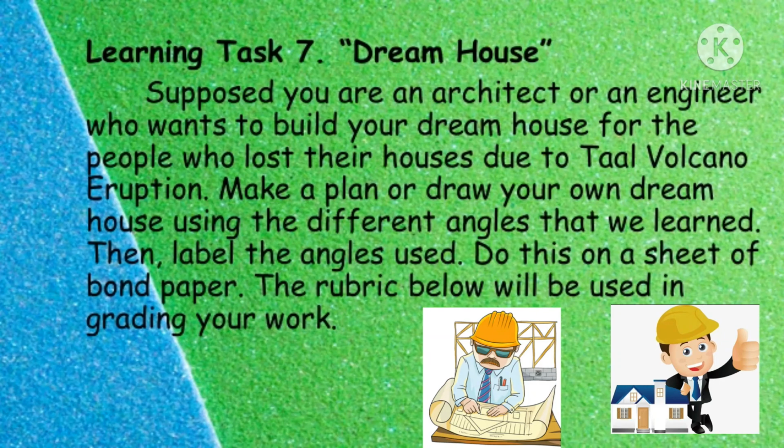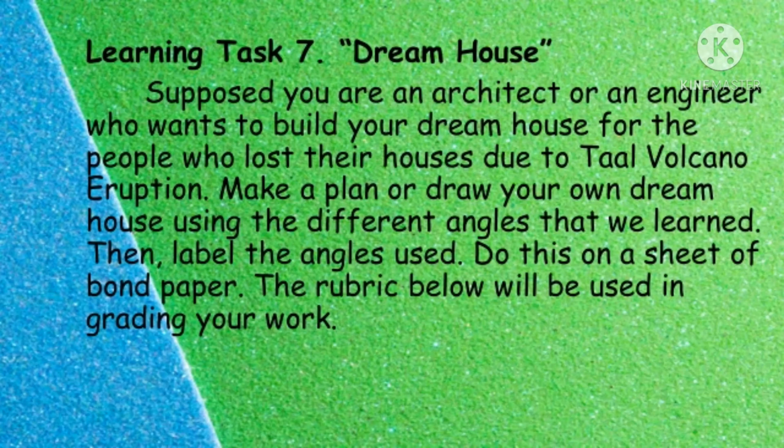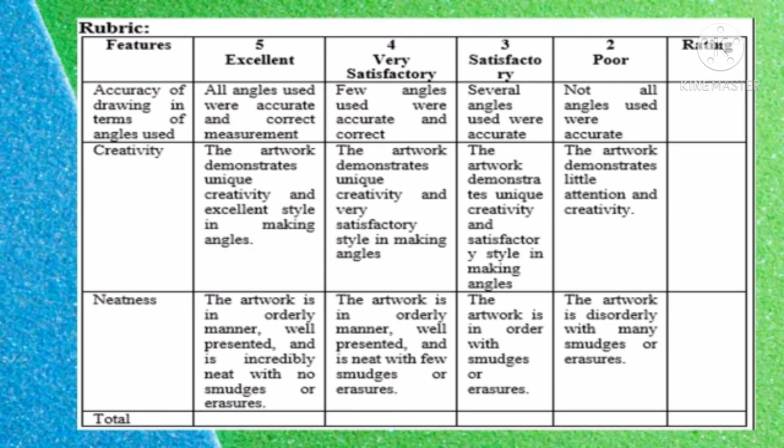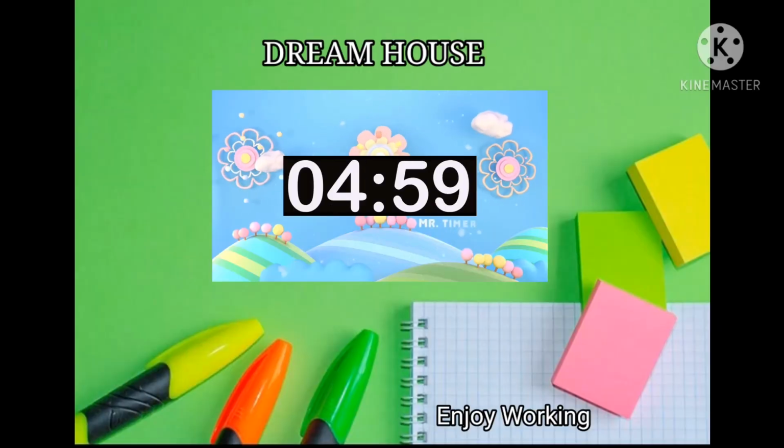Our learning task number 7, Dream House. Suppose you are an architect or an engineer who wants to build your dream house for the people who lost their houses due to the volcano eruption. Make a plan or draw your own dream house using the different angles that we learned. Then, label the angles used. Do this on a sheet of bond paper. You may see the scoring rubrics below. I will give you 5 minutes to do this. And you may submit your output on our submission day. Enjoy working!